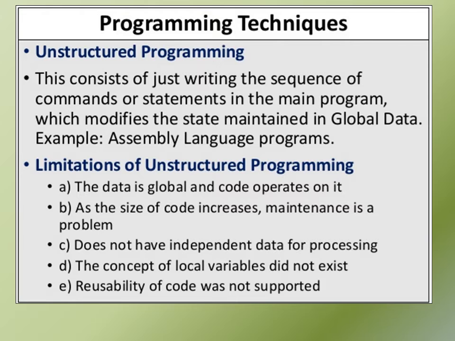There are some limitations of unstructured programming. First, the data is global and code operates on it. Second, as the size of code increases, maintenance is a problem. Obviously, it is very difficult to maintain if the code is large. It does not have independent data for processing. The concept of local variable did not exist because it uses the global data. Reusability of code was not supported. So these were the limitations in unstructured programming.